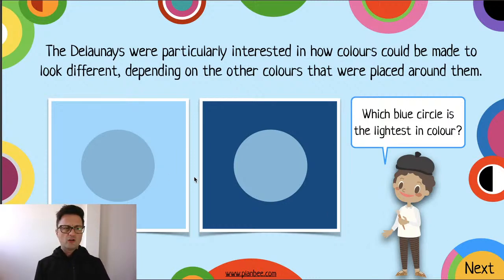Which blue circle is the lightest in colour? Look at these two blue circles. Which is the lightest in colour? The left or the right circle? The left circle or the right circle? Tell me now, or tell someone in the chat, which one do you think is the lightest? One looks lighter to me. Does one look lighter to you?